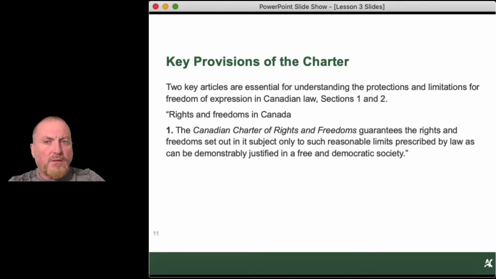Two key articles are essential for understanding the protections and limitations for freedom of expression in Canadian law. Sections 1 and 2. Rights and Freedoms in Canada. Section 1. The Canadian Charter of Rights and Freedoms guarantees the rights and freedoms set out in it, subject only to such reasonable limits as prescribed by law as can be demonstrably justified in a free and democratic society. All right? And I'll get to that a little bit more. What does that mean? You know, is it free or not free, right? It's free subject to certain limits prescribed by law that can be demonstrably justified in a free and democratic society.